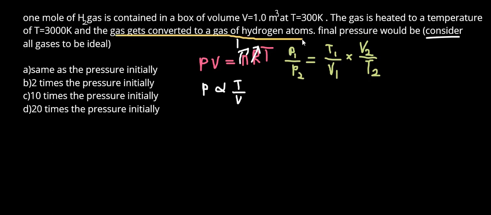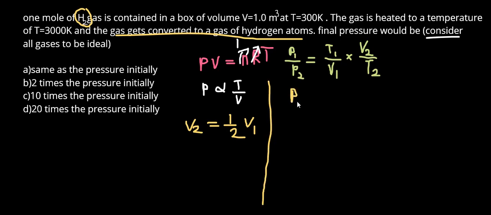The gas is converted to a gas of hydrogen atoms. Initially it was H2, so finally it is hydrogen atoms. Since two hydrogen atoms are converted into a single hydrogen atom, the volume is going to become half at the final stage. So V2 is equal to half of V1.